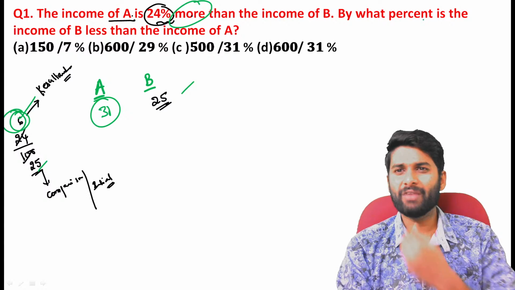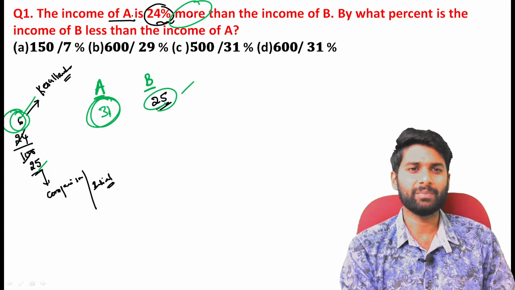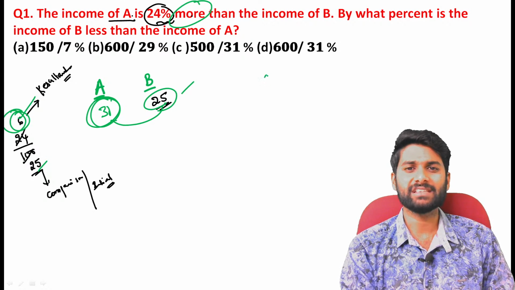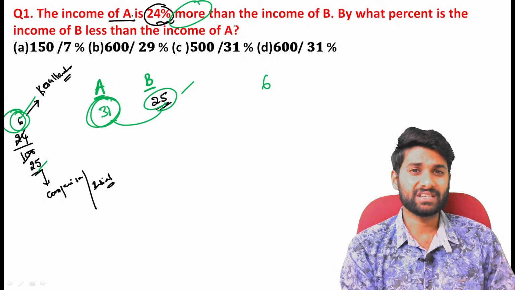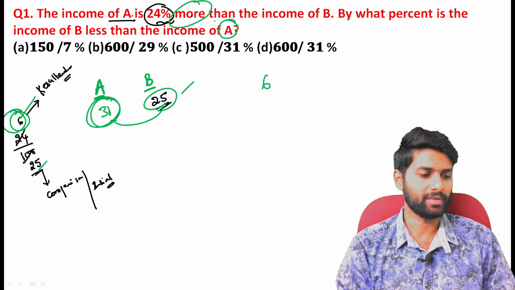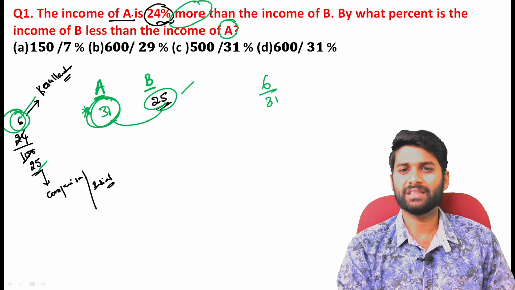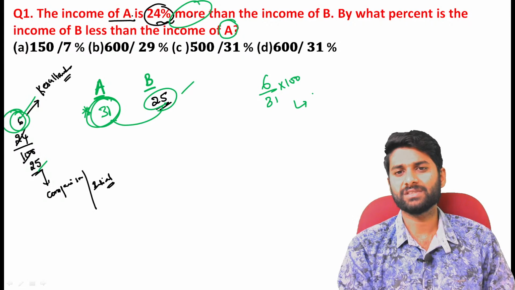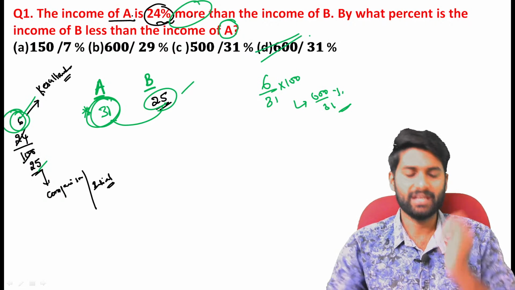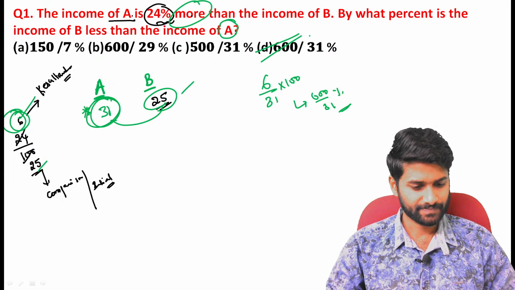Now see, by what percentage is the income of B less? Income B is 25 units, income A is 31 units. B is less than A by how many units? 6 units. What I mentioned yesterday, the last term in the question is always the denominator. Here the last term is 31. So the answer is 6 by 31 of 100, so the answer becomes 600 by 31%. That is question number 1.